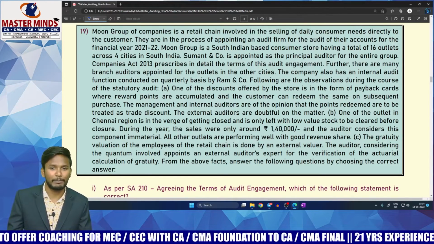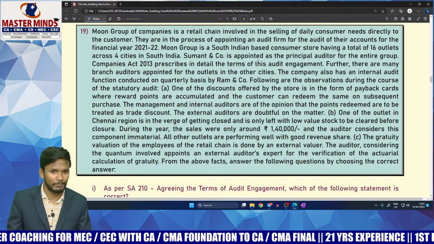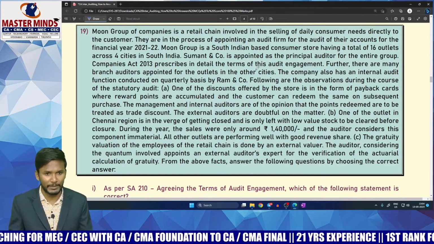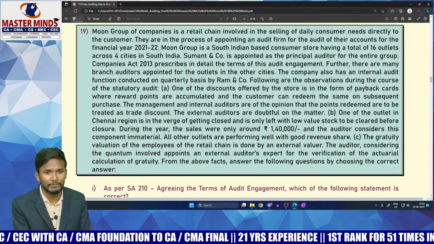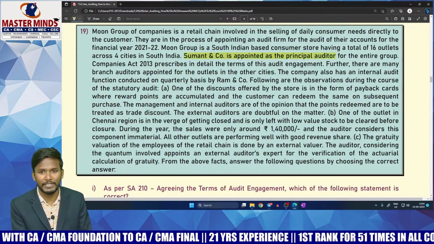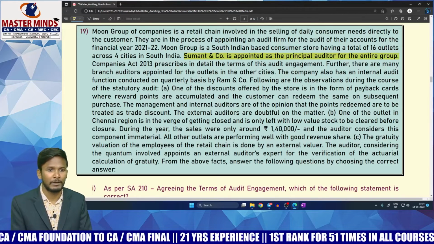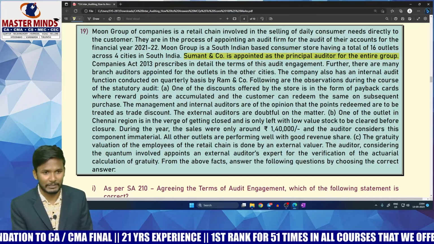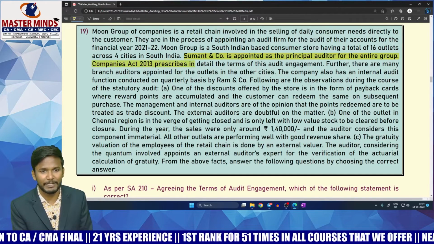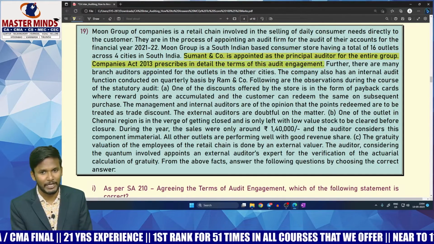Sumant and company is appointed as the principal auditors of the entire group. So who are the main auditors? Sumant and company. So that you are going to highlight. So who are the main auditors here? Let's try to highlight that. Sumant and company is appointed as the principal auditors of the entire group. The Companies Act is clearly prescribing in detail the terms of engagement. Law is very clear, they are telling here.